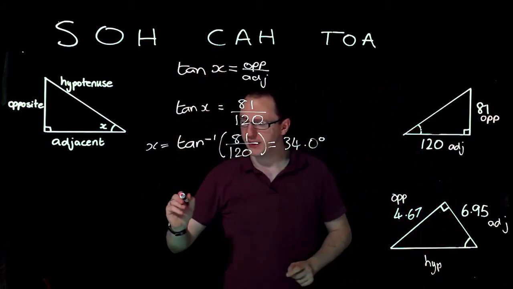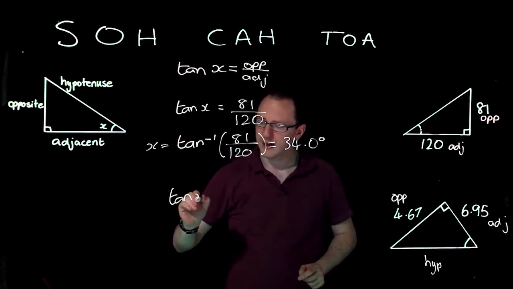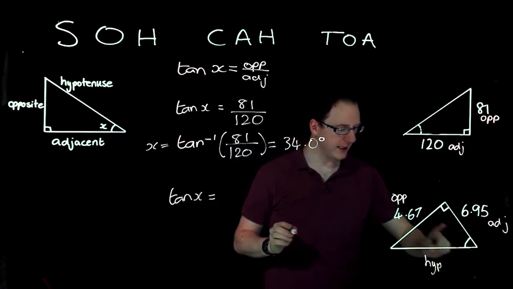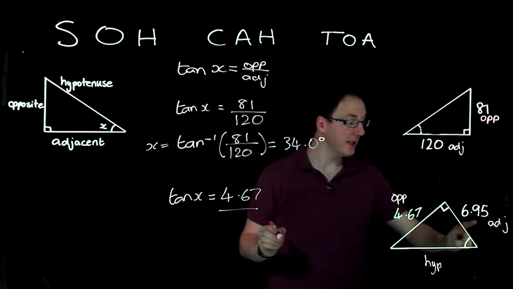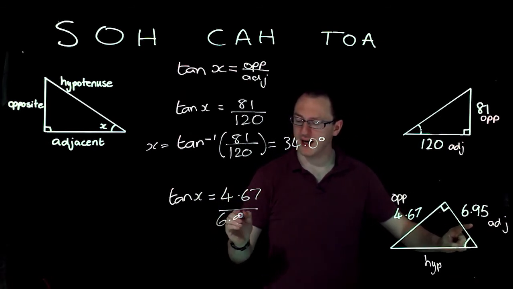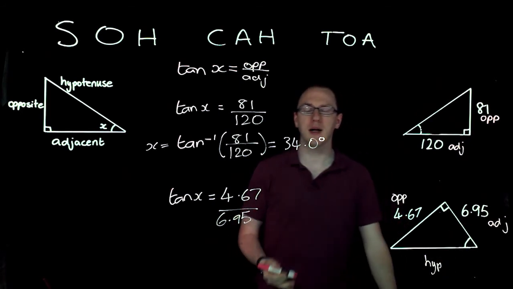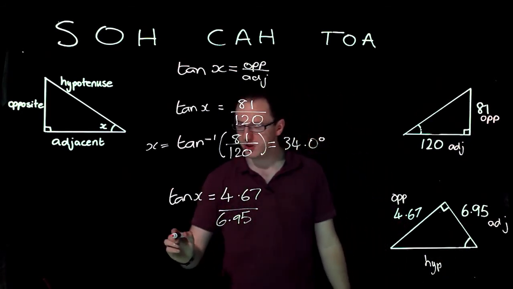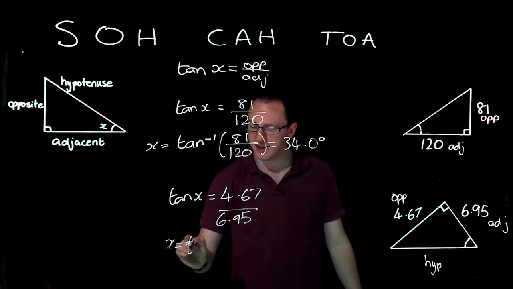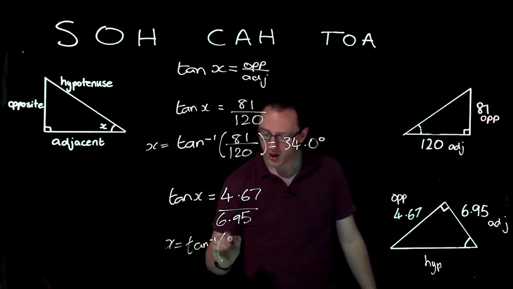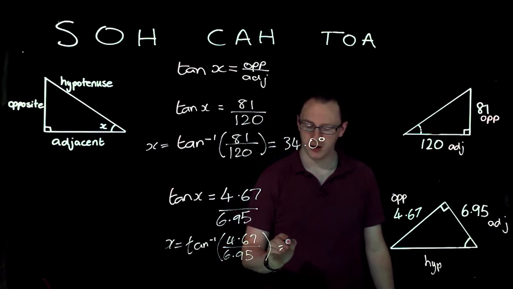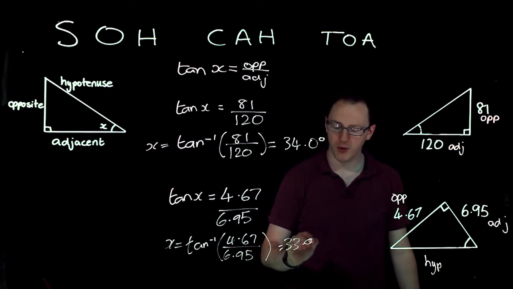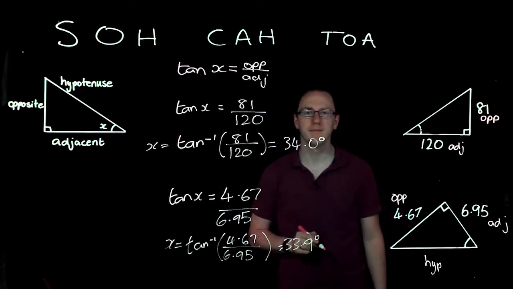So I'm going to write out my formula again. Tan x equals opposite. In this case, that's 4.67, divided by adjacent. In this case, that's 6.95. I'm trying to find an angle, so I'm going to do inverse. So x equals tan to the minus 1 of 4.67 divided by 6.95, and that will give us an answer of 33.9 degrees.